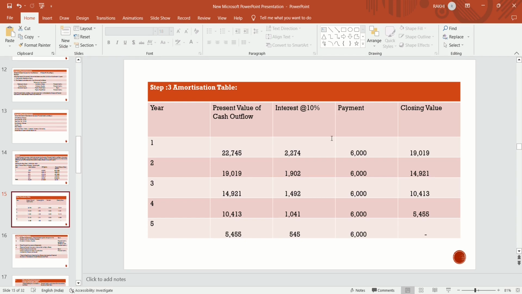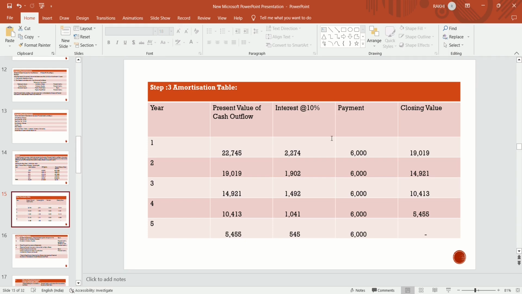So the present value today of that coupon, the opening value in year 1, becomes 22,745, on which the interest is to be calculated at the rate of 10%. So it becomes 2,274. The payment every year is 6,000. So the closing value will be opening plus interest minus payment, which becomes 19,019. That becomes the opening balance in the next year, and the interest is calculated, the payment is made, and the closing value arises.